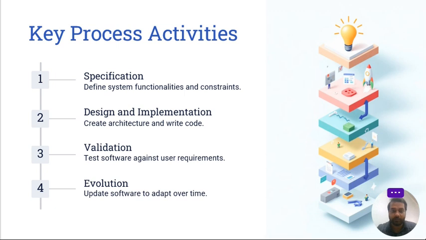Number three is validation. Validation ensures that the system meets the needs of its users through intensive testing. And number four is evolution. Evolution adapts the software to changing needs, thereby assuring its continued vitality.